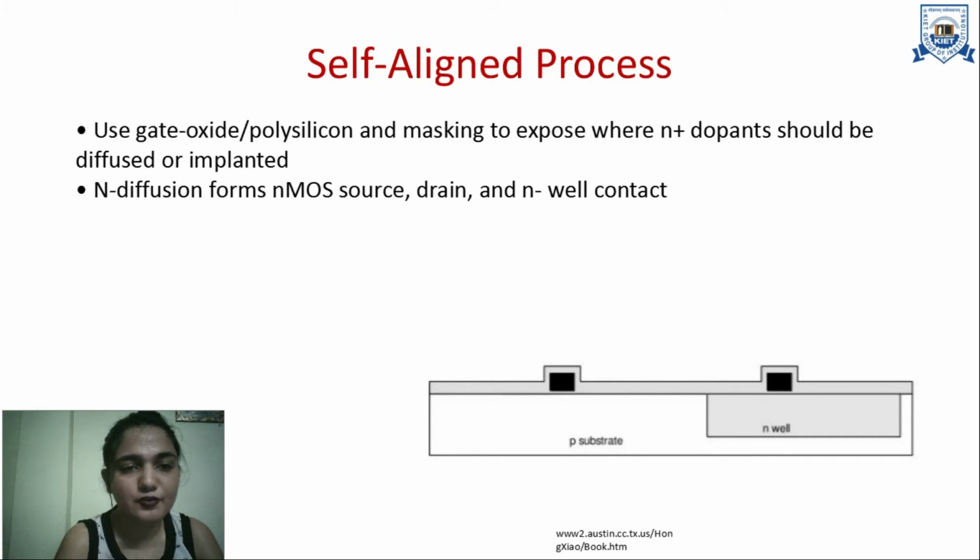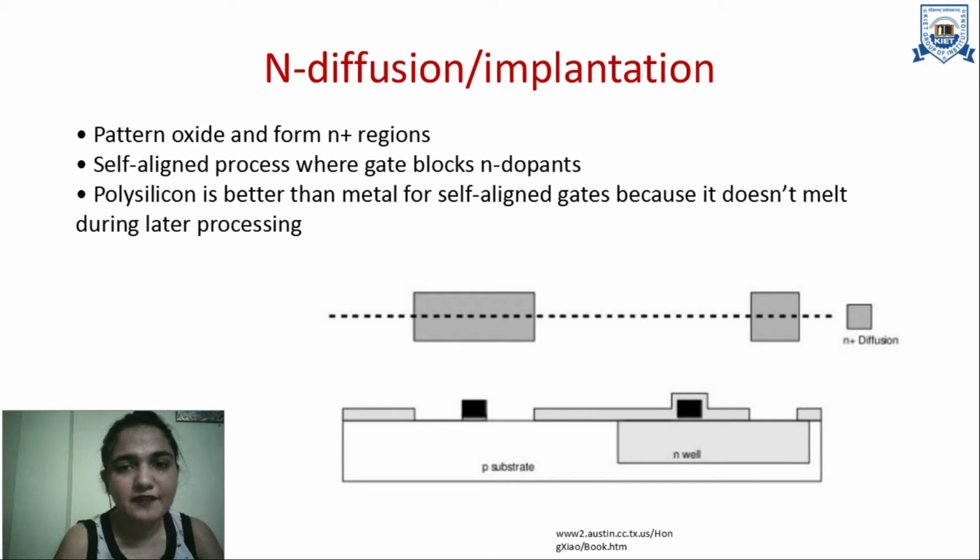N diffusion forms the NMOS source, drain and N well contact. Then we have N diffusion or implantation. This is the main part where we are performing the diffusion and implantation process. We will be patterning our oxide and forming the N plus region, and it is a self-aligned process where the gate blocks the N dopants. Wherever we have the gate, we will not have the N dopants. Polysilicon is better than metal for self-aligned gates because it doesn't melt during the later processing.